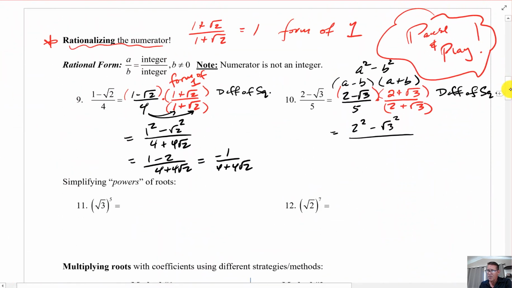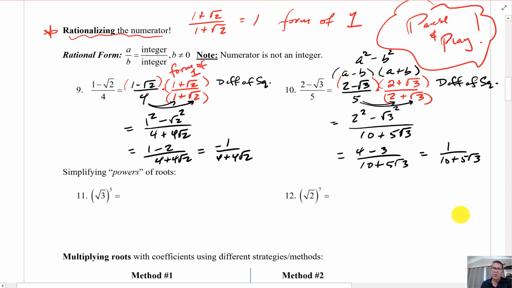Alright, so let's do it. Then 5 times 2 plus root 3 is 10 plus 5 rad 3. That's simple, you just distribute through. Up top you get 4 minus 3, down below you get 10 plus 5 rad 3, and you get 1 divided by 10 plus 5 rad 3. So that's how you rationalize the numerator, and in the activity they're going to ask you to do all these things. So just go with the flow and get good at it, so you're successful in the activity.